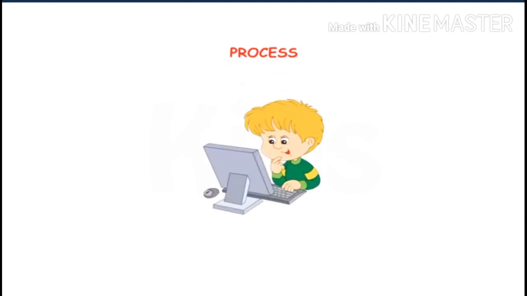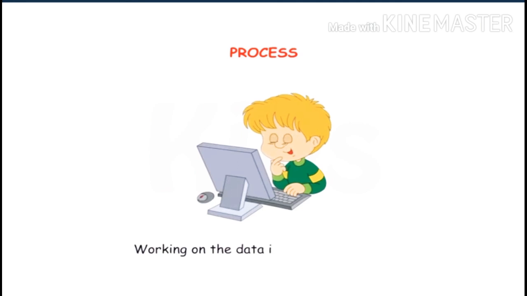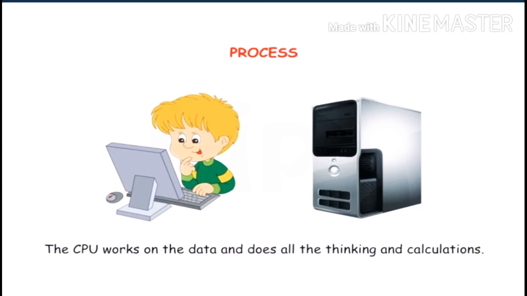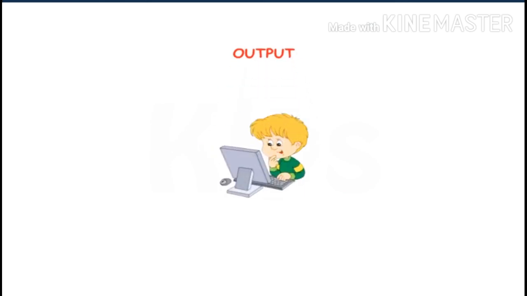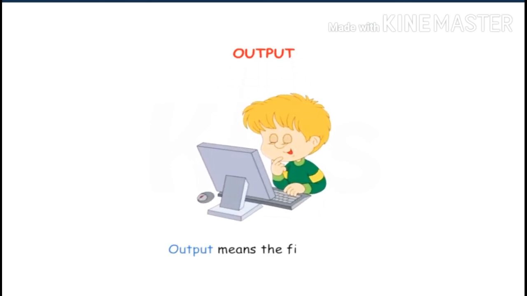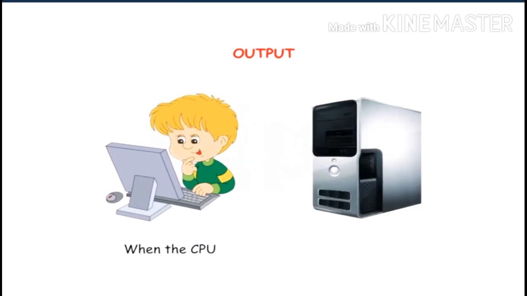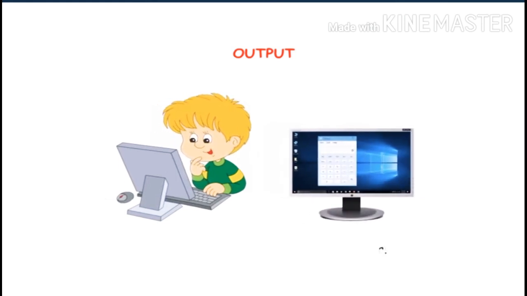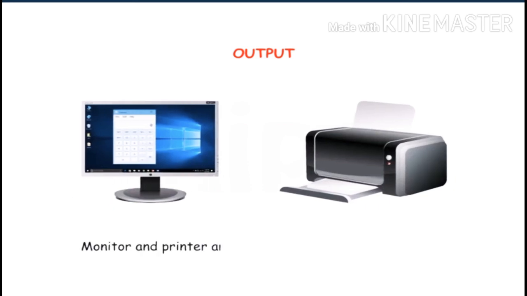After that, process. Working on the data is called processing. The CPU works on the data and does all the thinking and calculation. After that, output. Output means the final result. When the CPU finishes processing the data, the output is displayed on the monitor. Monitor and printer are the most common output devices.